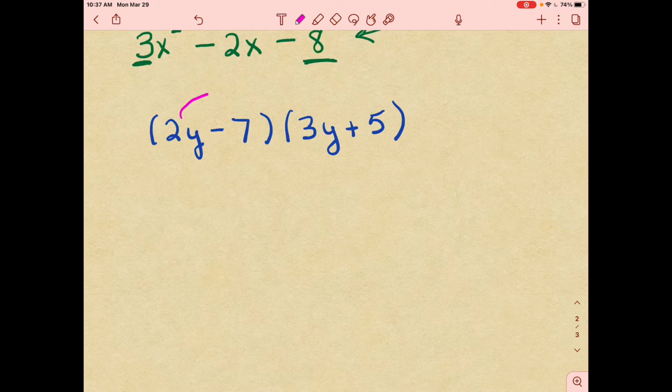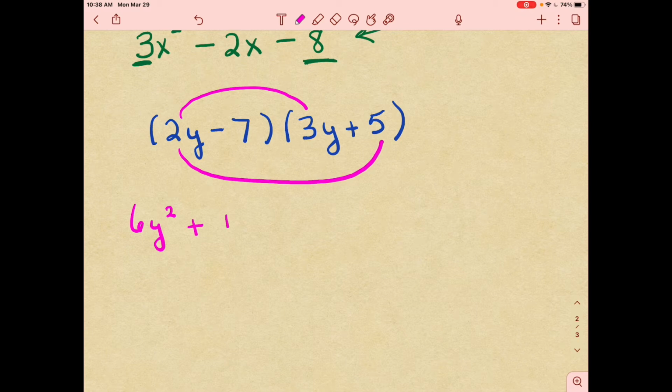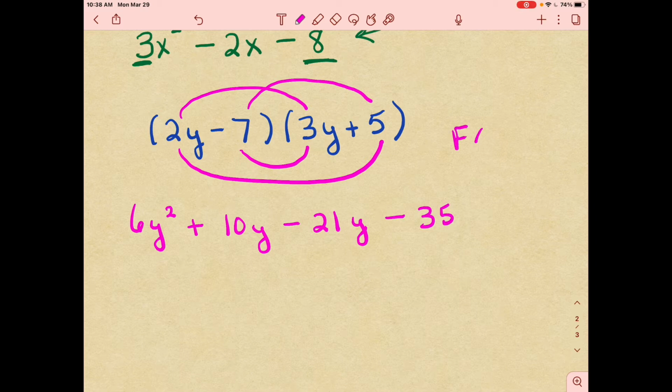We're going to do first, 2y times 3y is 6y squared. Outer, 2y times 5 is 10y. Inner, negative 7 times 3y is negative 21y. And last, negative 7 times 5 is negative 35. That was first, outer, inner, last. Made that funny little face that sort of looks like a big nose, no eyes. You know, maybe I could put eyes here. Big old nose, and these ears that are the sides of the parentheses.